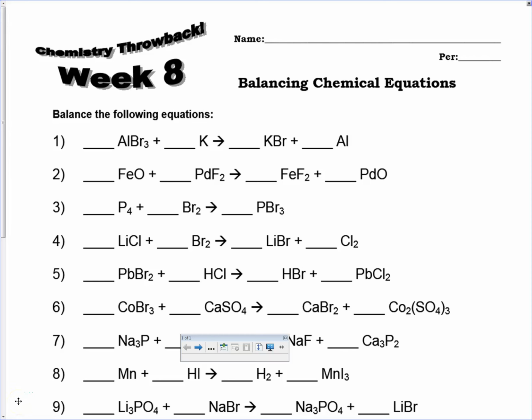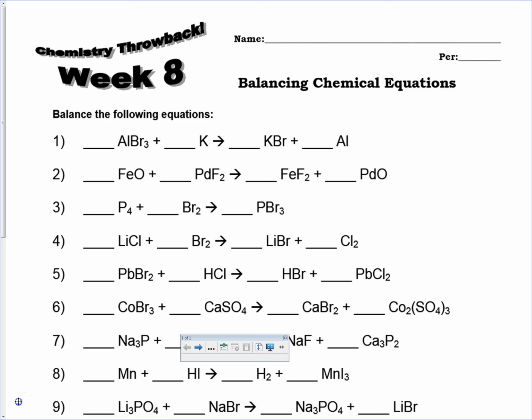This is the week 8 throwback review, so it's on balancing chemical equations. I'm going to go through these really quick. Just some strategies here. If it's an element that's by itself, say like this potassium here, leave it till the end because you can just throw whatever number you want in front of it and make it work. So leave elements that are by themselves until the end.